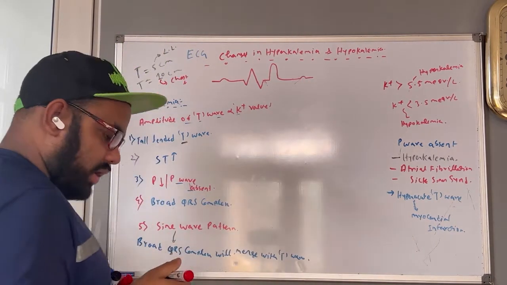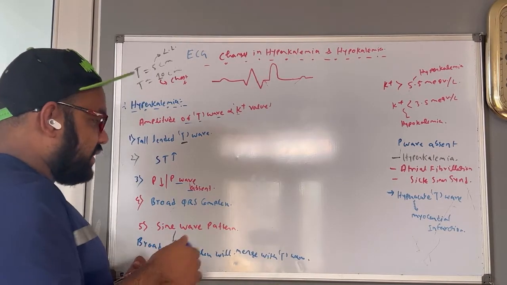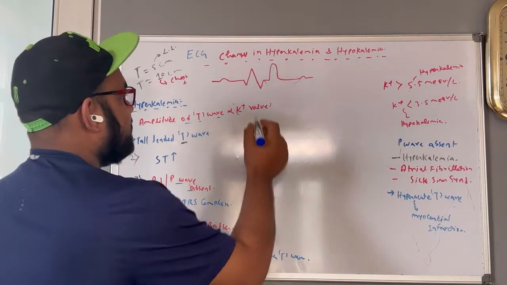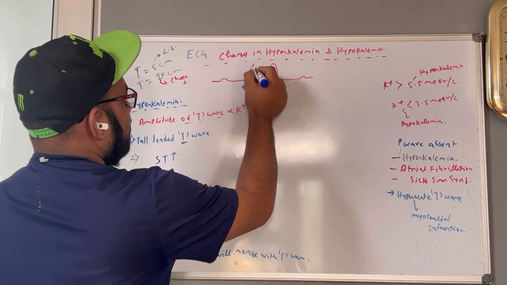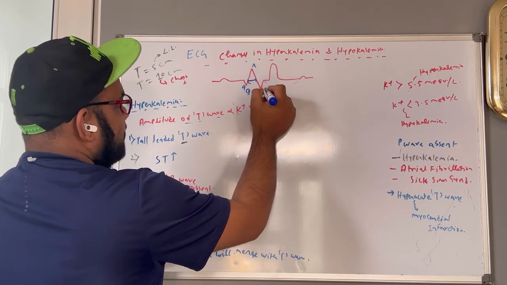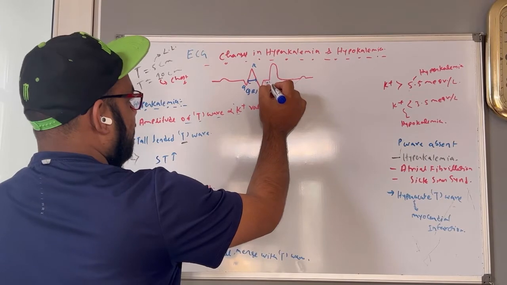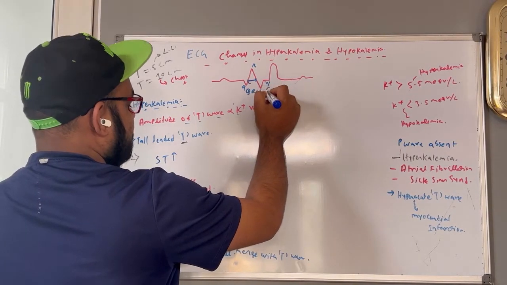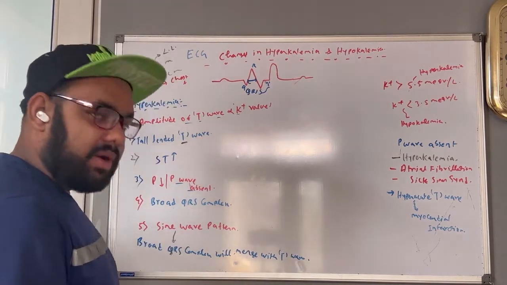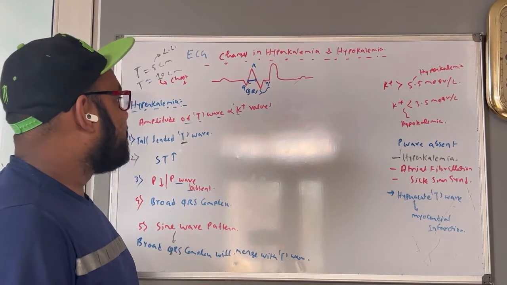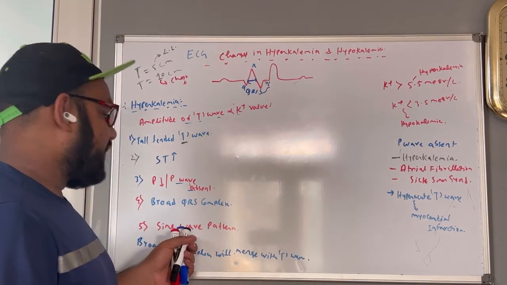Now see what type of changes we are getting here. What is the most important finding? In these cases we get a broad QRS complex, which is directly merged with the T wave. That's why this type of thing is known, as I said, as the sine wave pattern. So what do we mean by sine wave pattern? Whenever we get a broad QRS complex that merges directly with the T wave, this finding is known as the sine wave pattern.